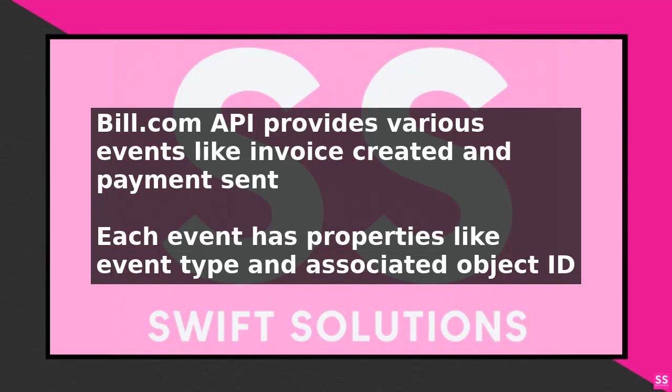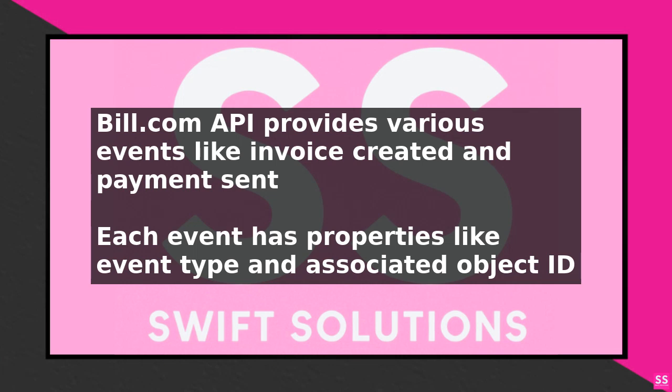To filter Bill.com API events, start by understanding the different types of events that are available. The Bill.com API provides a wide range of events, including invoice created, payment sent, and bill paid. Each event has its own set of properties, such as the event type, event date, and the ID of the associated object.